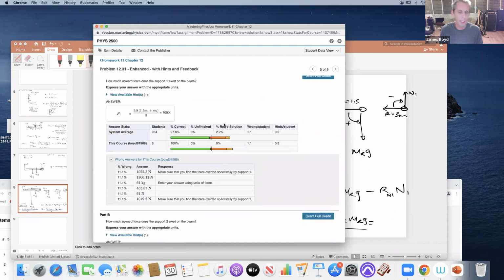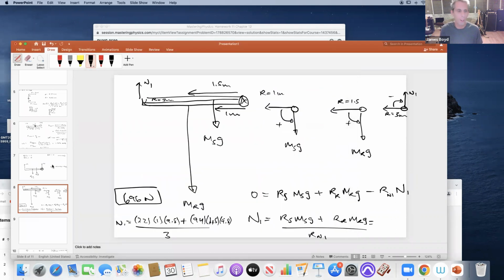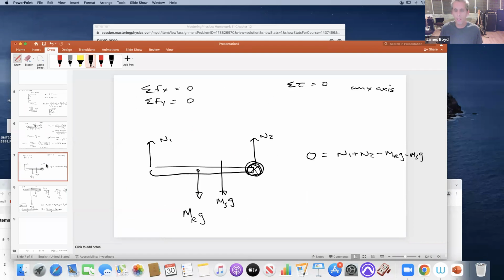Now, how much upward force does support 2 exert? Well, if this one is 696, and my rod was 94, and my student was 72, then N2, move N1 over, and move both these over, is M of the rod plus M of the student minus N1.